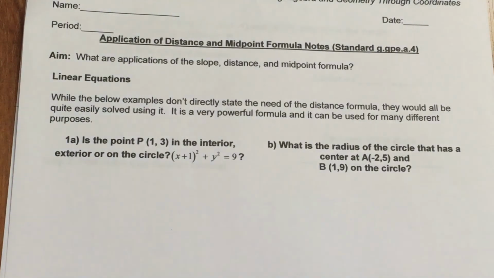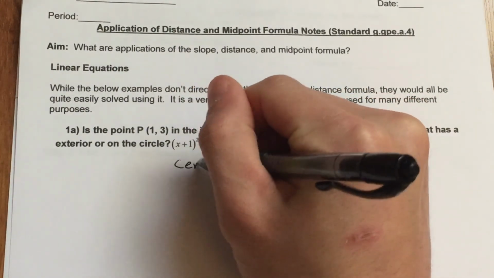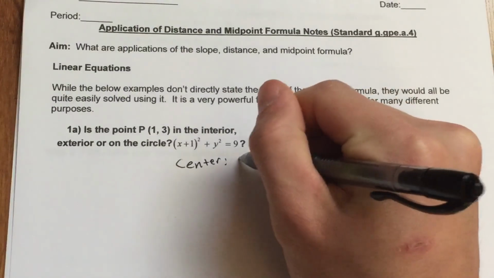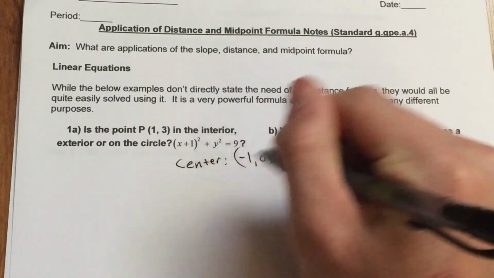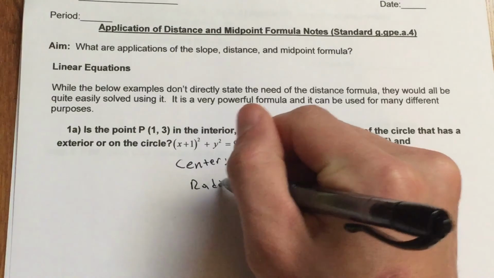So for example 1a, the question is: is the point P in the interior, exterior, or on the circle? This is a pretty common question in geometry. Now, I don't need to go ahead and graph the circle or anything like that. I can actually verify where this point is in location and how it relates to the circle algebraically. So let's break down this question a little bit. Let's first look at the equation of the circle. From that equation, we can see that the center is at -1, 0, and the radius is 3.